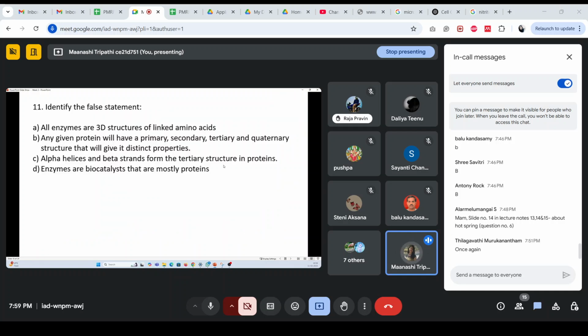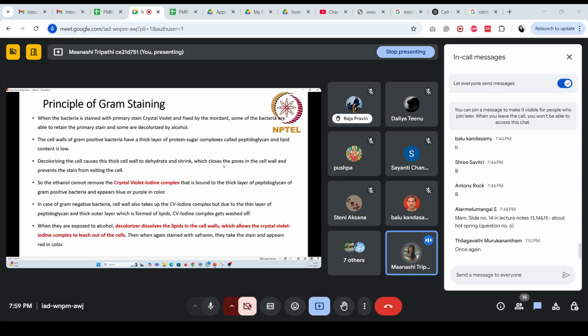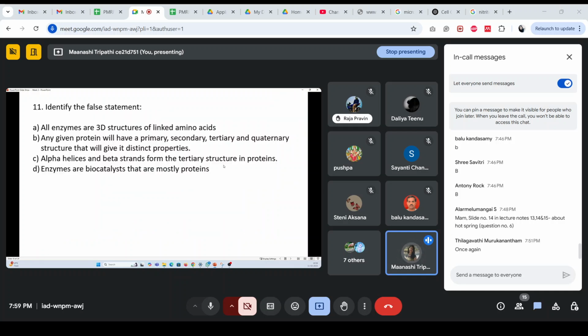Coming to question number 11, identify the false statements. I hope you understood what gram-positive and gram-negative bacteria are. This is repeated information, but I wanted to share it once again because a few concepts are really important throughout the subjects, even if you are taking other courses around microbiology.